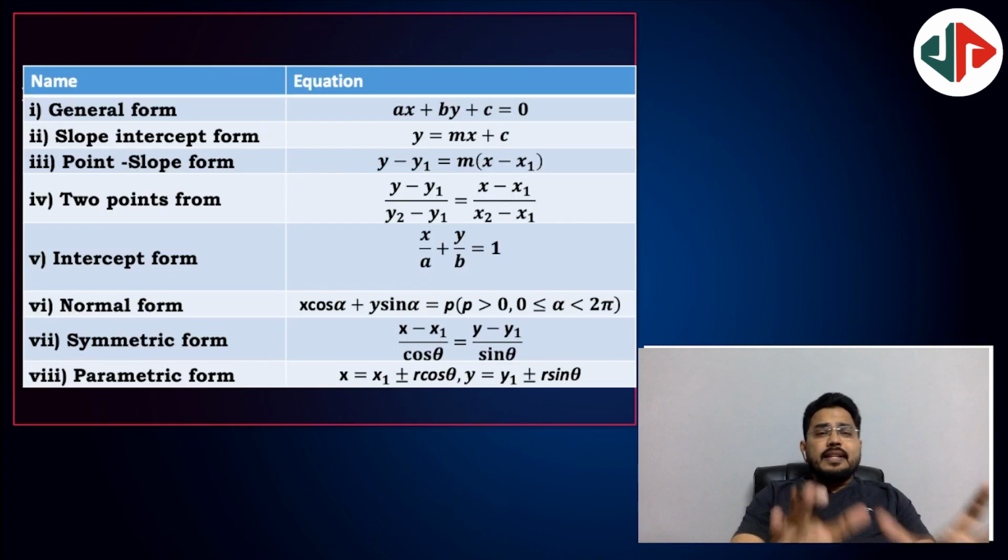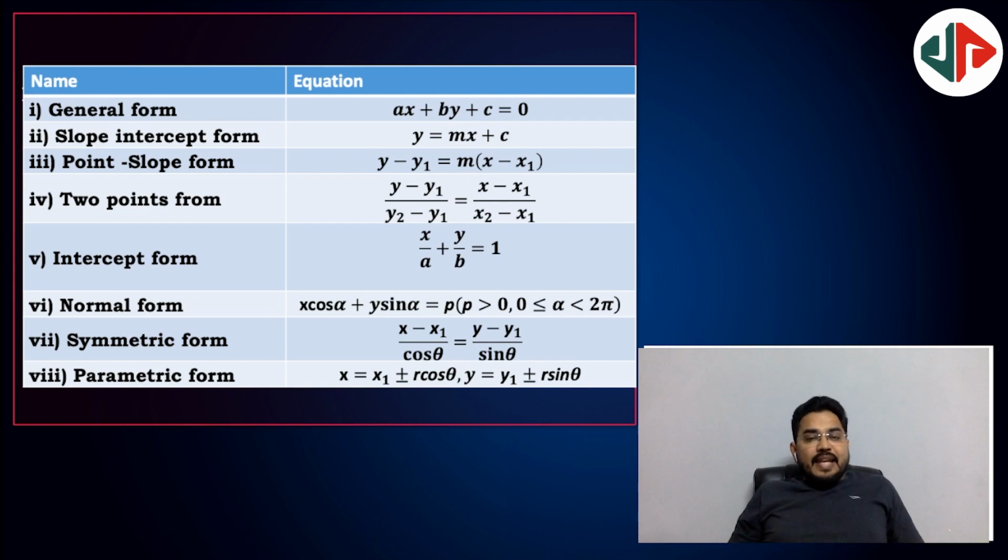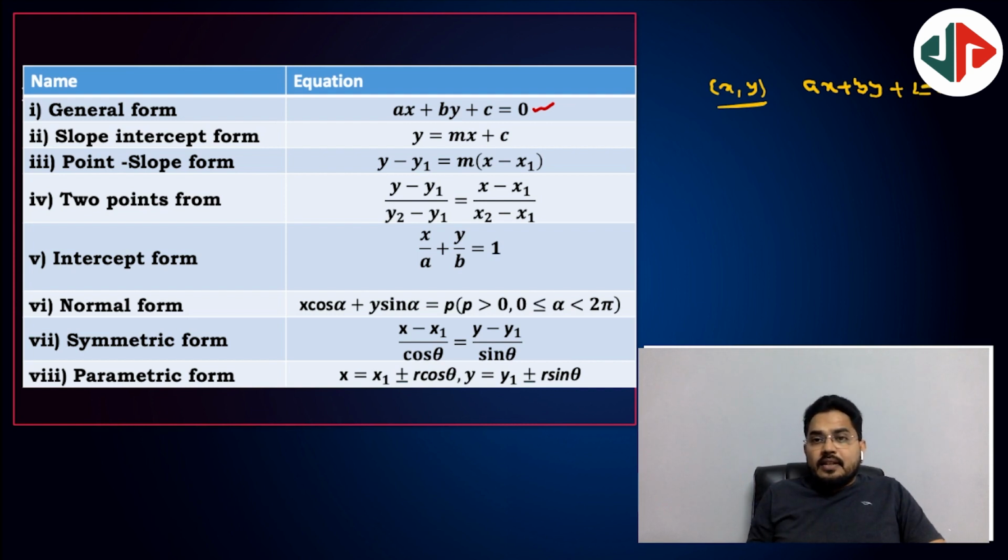Now, what are the different types of straight lines we have? The general form of the line is ax plus by plus c is equal to 0. This is a linear relation between x and y, and a linear relation is a straight line. That is the general form of the straight line.